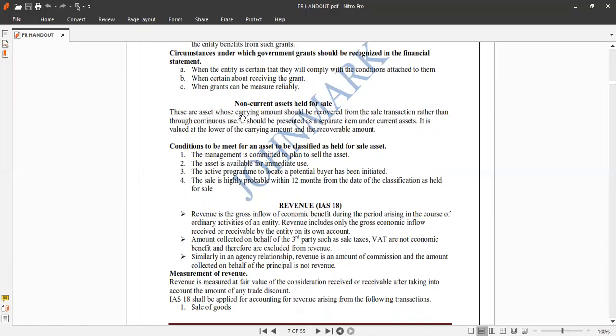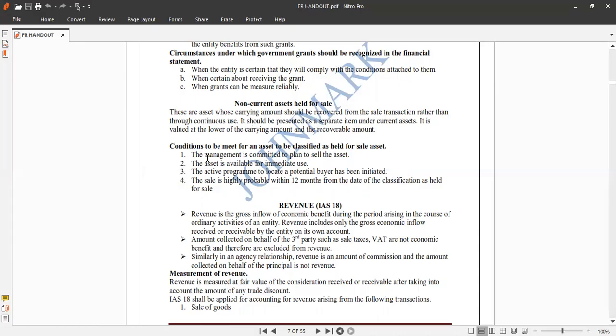These are assets whose carrying amount should be recovered from the sale transaction rather than through continuous use. It should be presented as a separate item under current assets. It's valued at the lower of the carrying amount and recoverable amount. And assets held for sale are recognized based on the lower of the cost or the carrying amount or the recoverable amount.